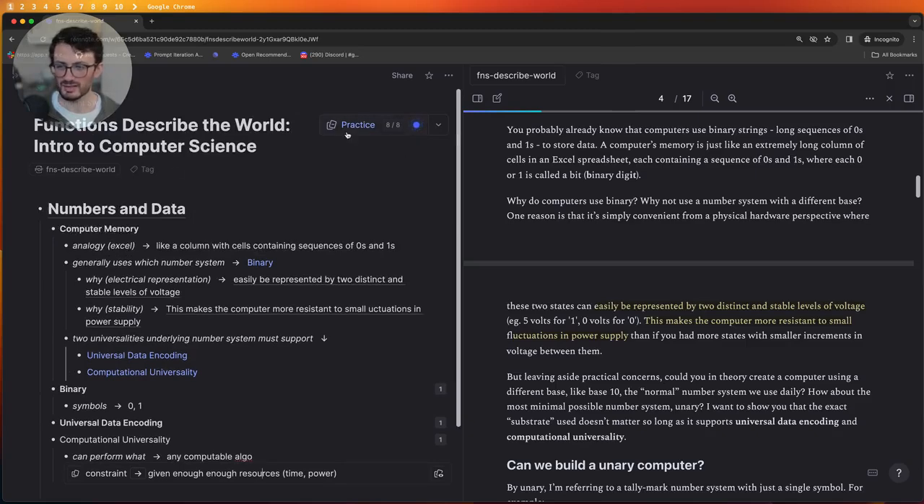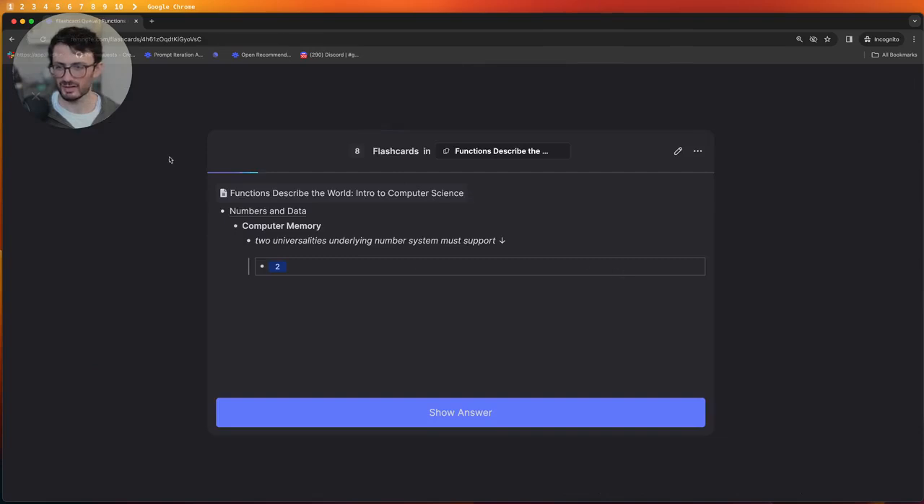Once you've gone through, you've created some flashcards, you can obviously click on the practice button here and it will take you to the queue and you can start revising the flashcards.